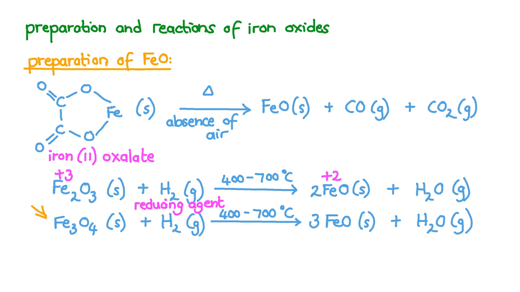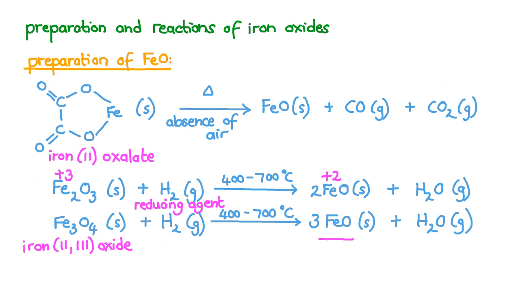Now let's have a look at this reaction. Again, hydrogen gas is being used as the reducing agent, but in this case, the starting oxide is the iron 2,3 oxide. And we get the same product, iron 2 oxide or ferrous oxide. The reaction equation is identical to the previous one, except that we have a different starting oxide, and so the balancing is different.